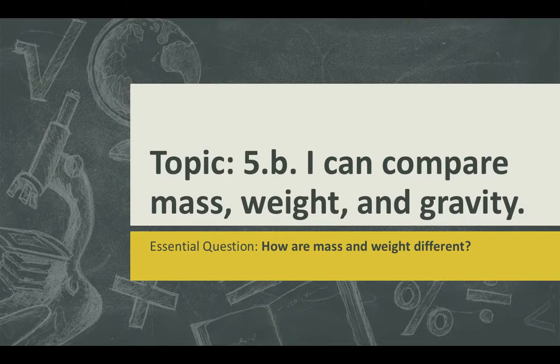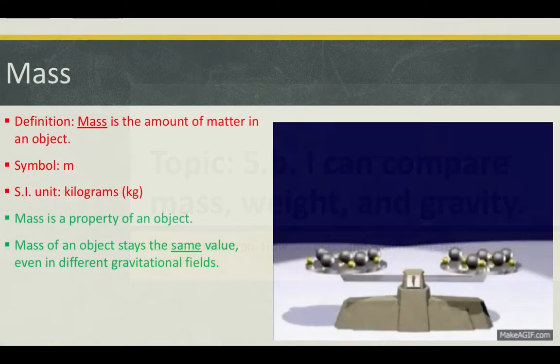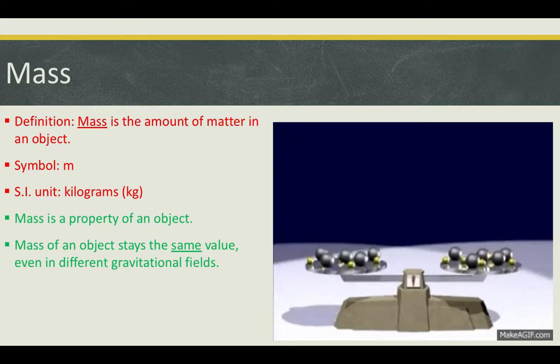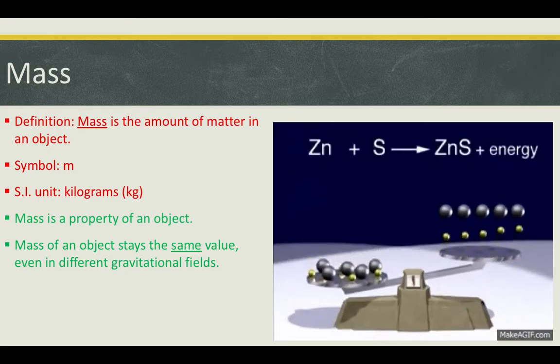Hello ladies and gentlemen, in this video we're going to compare mass, weight, and gravity. These are related topics, but they are not the same. So as you probably recall, mass is the amount of matter in an object. The symbol for mass is an M, and we measure it in kilograms.